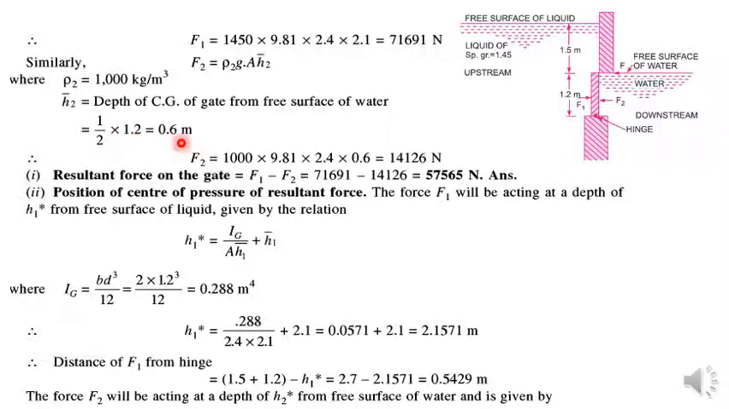It will be 0.6. So if you input your values, it comes out to be 14126. So very small values. Here it is 71,691 and here 14,000.